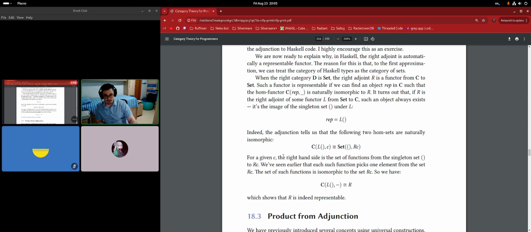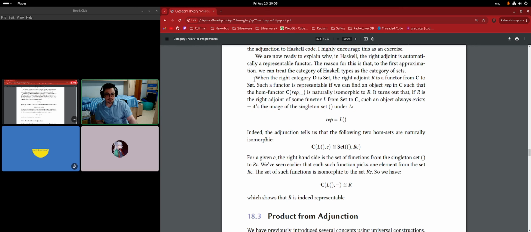For a given C, the right hand side is a set of functions from the singleton set to RC. Yeah, that follows. We've seen earlier that each function picks one element from the set RC. The set of functions is isomorphic to the set RC. We know that this is isomorphic to just RC. And then if you make the C generic, you're going to have this thing, which shows that R is indeed representable, which again, I'm going to have to revise at some point.